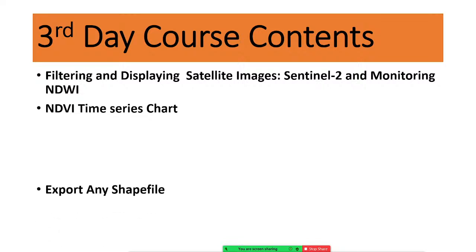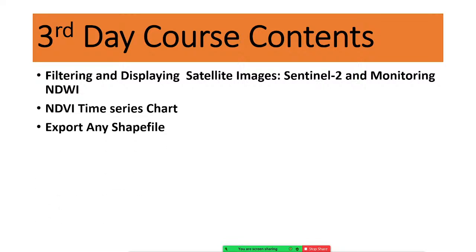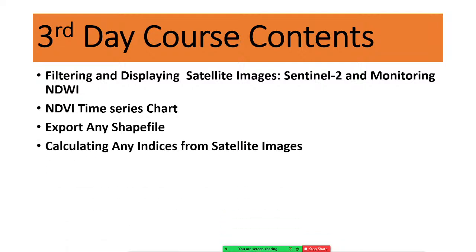Then I will also try to export a shapefile from Google Earth Engine. Suppose you want to make a shapefile for any river or any other feature, we can digitize it and then easily export this shapefile from the Google Earth Engine platform. Then calculating indices from satellite images. This time I will show you all of the band calculation. Suppose you want to make the NDVI using Landsat 8 images. You need to select the two bands, near infrared and red, then calculate these indices here.